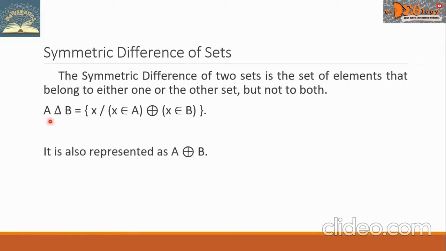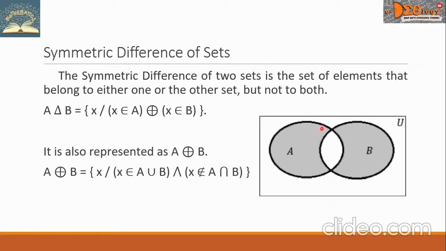Sometimes this A delta B is represented by the symbol A XOR B. The set builder is this. The A XOR B equals the element x such that x is an element of A union B and x is not an element of A intersect B. To illustrate, we have the sets A and B in here. The A XOR B is the shaded part.